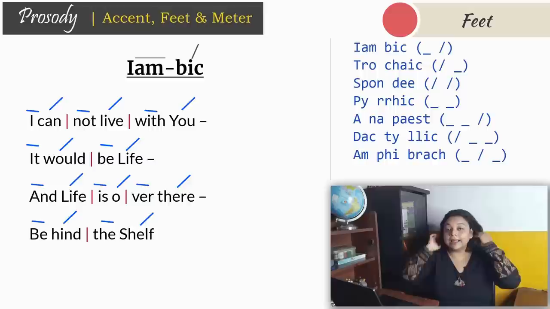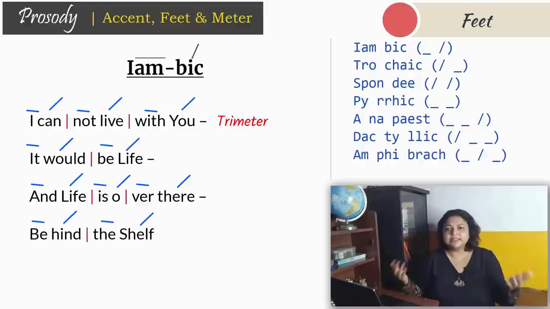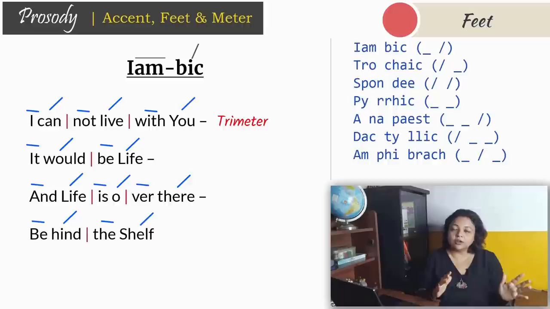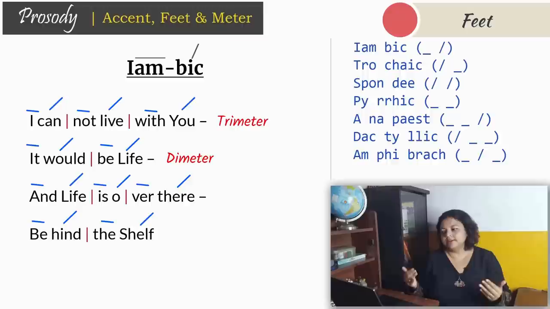Meter is this pattern. How many times are these patterns repeated? That is the meter of that line. So the first line is iambic trimeter. The second line is iambic dimeter. Di is 2. Again, the third line is iambic trimeter and the fourth line is iambic dimeter.